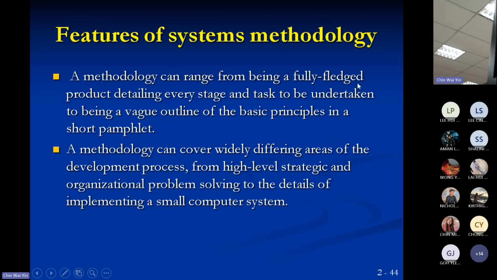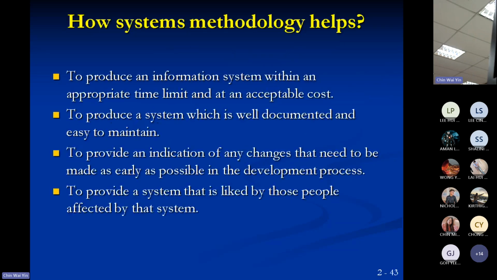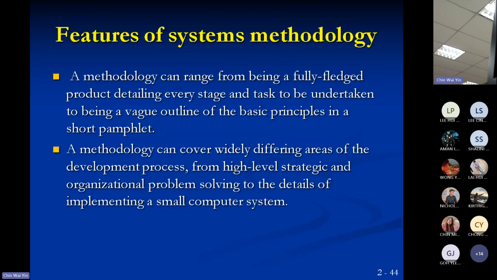So there are some features of systems methodology, and what we mean by features is that if we go back to the slides of examples of systems methodology here, right? There are so many different systems methodologies. They are all actually different, because they all have their own philosophy, their own justification, their own rationale. So they are different, but there are some similarities. And what are the similarities? So these are the features of a methodology, right?